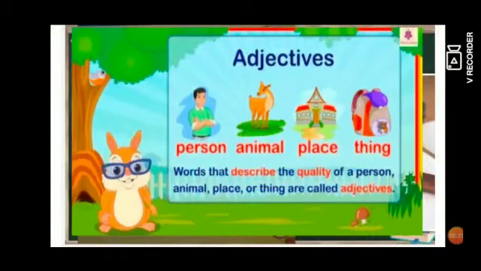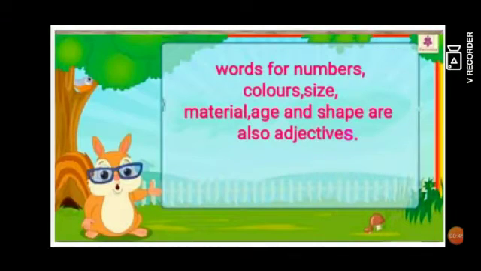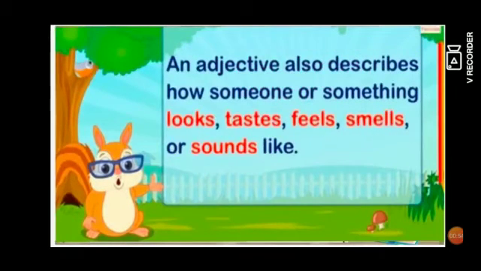What are adjectives? Adjectives are the words that describe or tell about the quality of a person, animal, place, or thing. Here, quality means what kind of a noun it is. It also describes in terms of their number, color, size, material, age, and shape. An adjective also describes how someone or something looks, tastes, feels, smells, or sounds like. So children, this is all about the chapter adjectives.